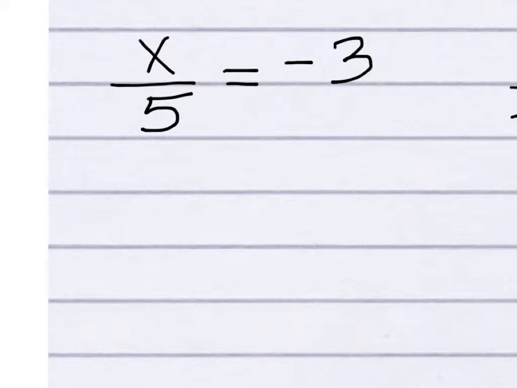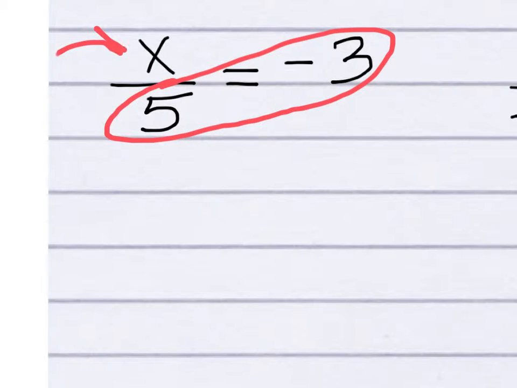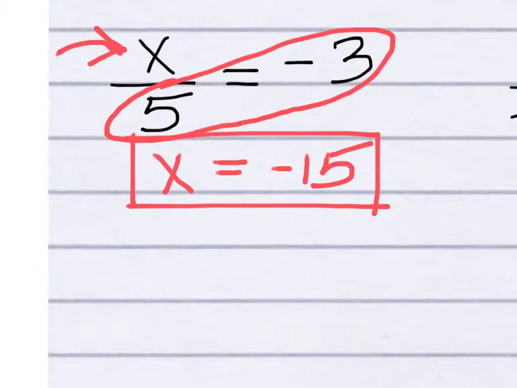Whenever you see an equation set up like this, you can cross multiply this direction, and that is when the x is on the top, to come up with x equals a negative 15. And you're finished. That is the answer. Cross multiply and get x equals a negative 15.